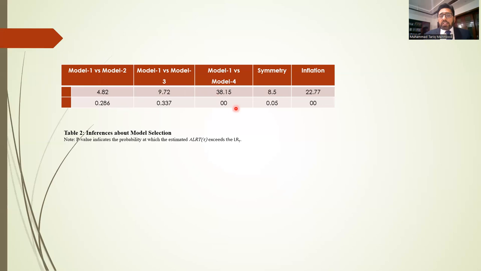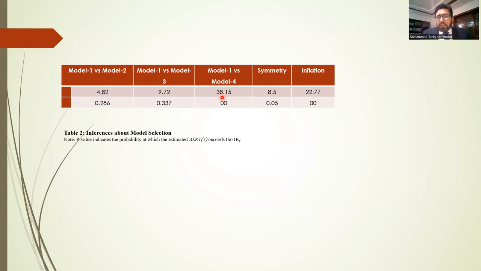But we can reject model 4 in the presence of model 1, because this probability value is lesser than 0.5, or if we go further, it is lesser than 0.2. So we reject the null hypothesis in this case, and as a result, we say that model 1 holds, model 2 holds, model 3 holds, but model 4 cannot hold.